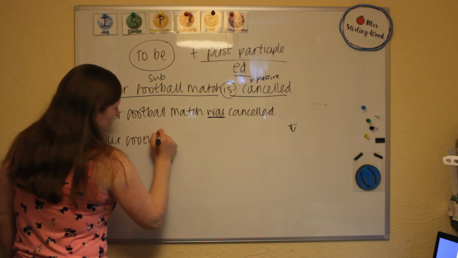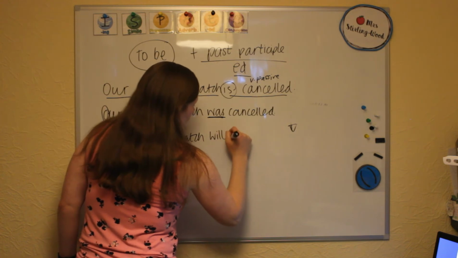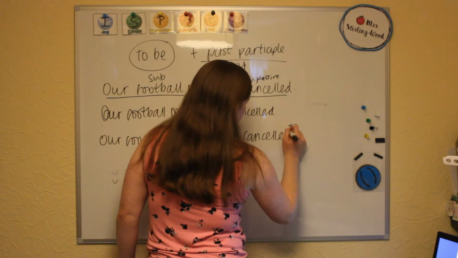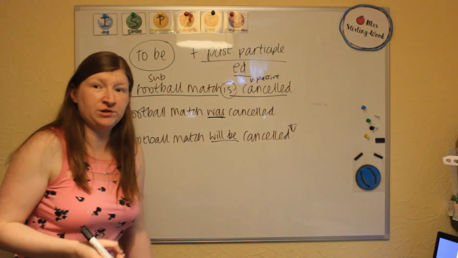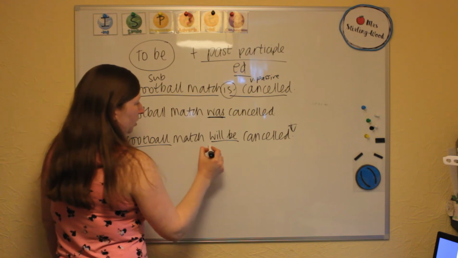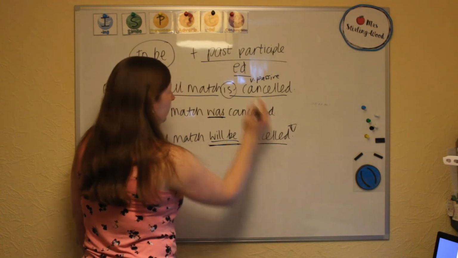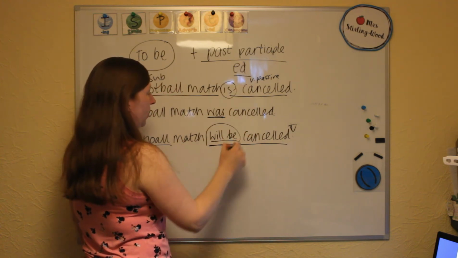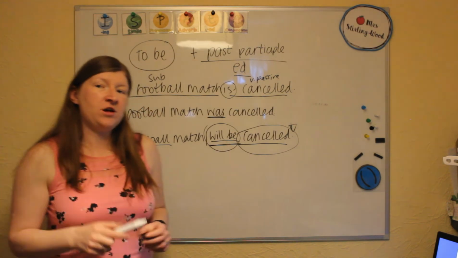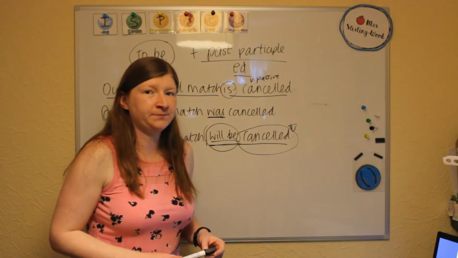Our football match will be cancelled by the coach because it's going to rain. So we've got again a subject, our verb, and here's our past participle I was talking about earlier when we need them together. Okay, so we've got our part of the verb to be and we've got our past participle. Okay, have a go at converting these sentences from the active into the passive.